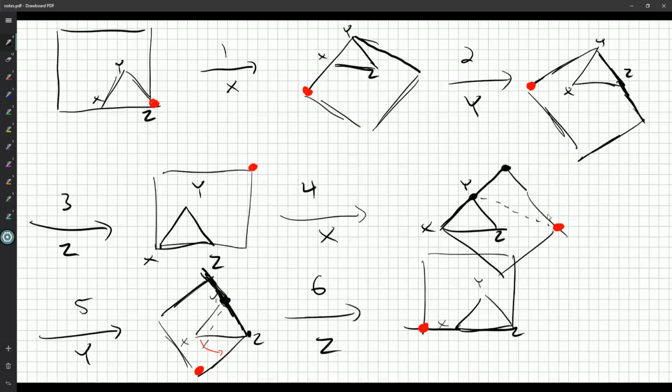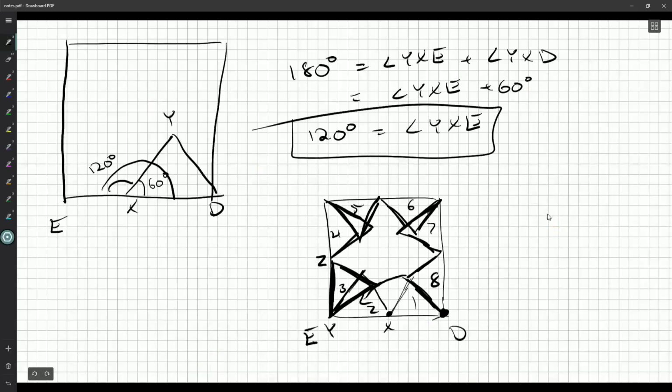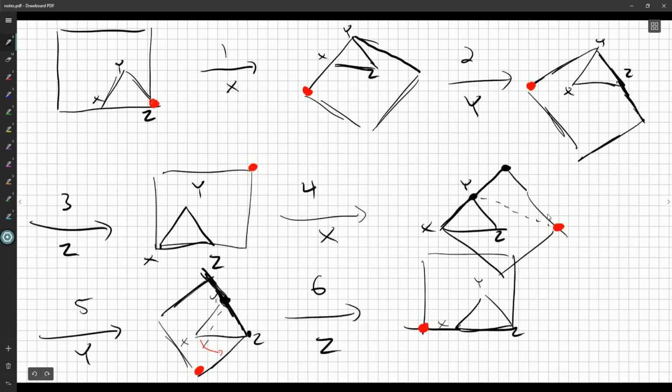Did I miscount the numbers? Oh, I counted the starting position as 1 step. Okay, so it does take 7 steps. So 7 steps, we rotate about X now. And so D comes up to coincide with Y.